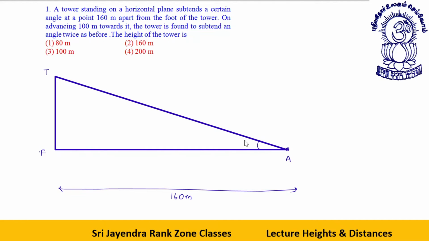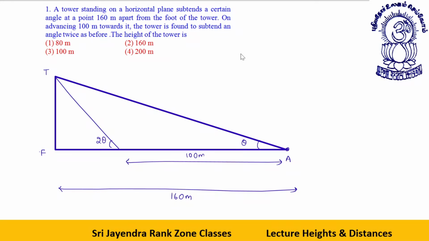Now this angle is theta. Now when a person moves 100 meters towards the tower, this angle becomes 2 theta. Clear, dear students? Now you have to determine the height of the tower. We will be using the formula for tan theta. What is tan theta, dear students?